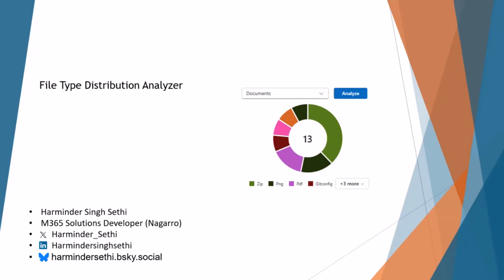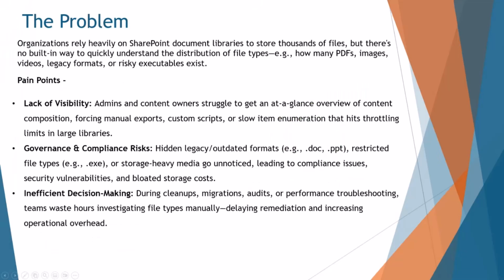First of all, we'll see why we need this kind of thing. There are certain scenarios where we actually need to see what kind of files we are storing in a document library, be it for governance purposes or compliance risk related things, or maybe sometimes we need to migrate certain things somewhere and we need to see whether we have certain kinds of files available or not. So in those scenarios, we need to know how many or what kind of files the users are storing in the document library.